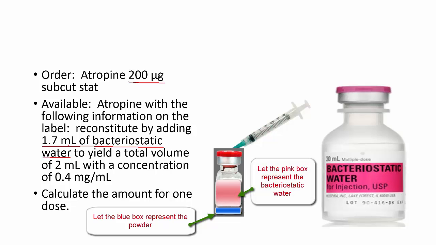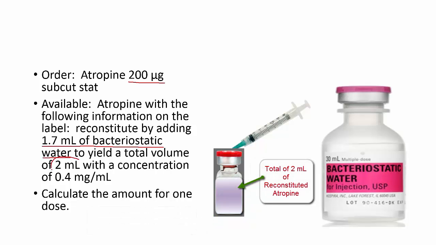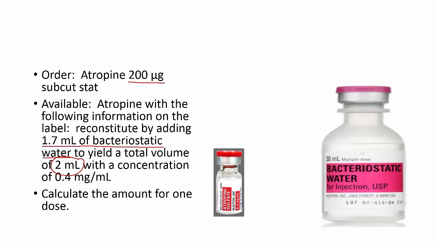In my medication vial, there is now the original powder plus the 1.7 milliliters, and together they make up 2 milliliters of fluid. I use the 1.7 milliliters to create the 2 milliliters, and that is the reconstitution process. But thankfully, the manufacturer has figured out, once I follow their directions, exactly how strong the medication will be. And they tell me the concentration or the strength of the med is right here, 0.4 milligrams per milliliter.